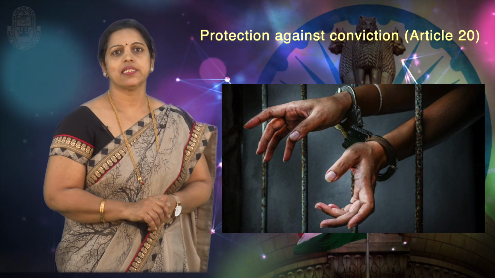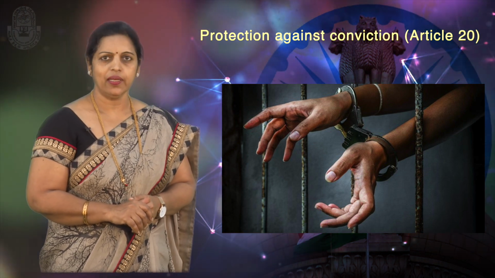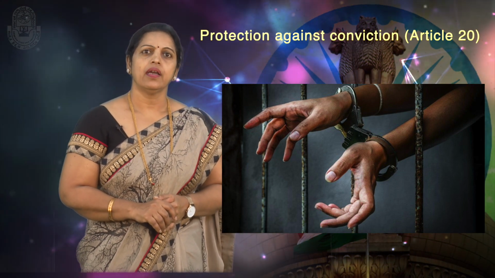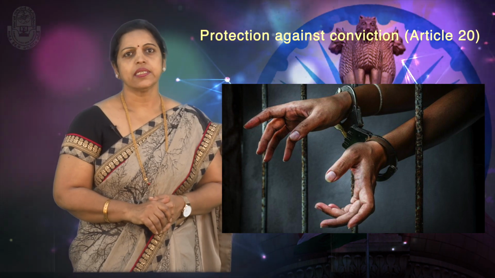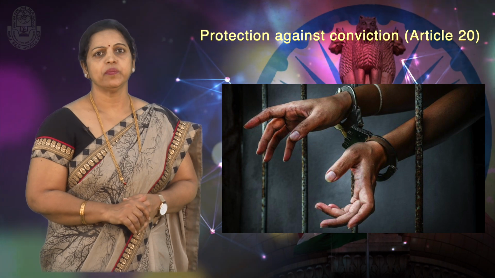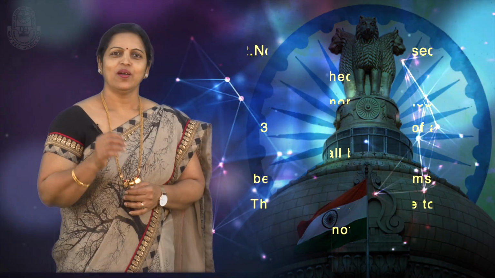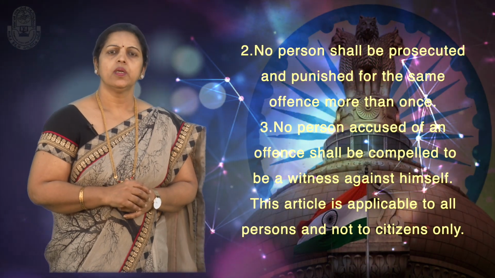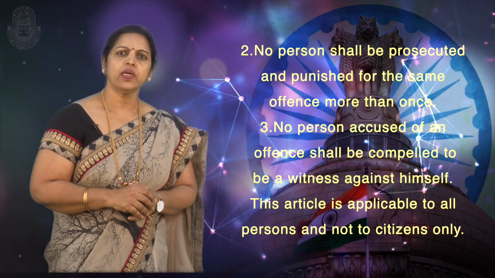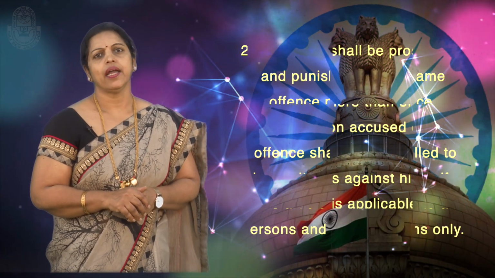The next right guaranteed under Article 20 is protection against conviction. Article 20, Clause 1 says that no person shall be convicted of any offence except for the violation of law in force at the time of commission of the act charged as an offence, nor subjected to a greater penalty than that which might have been inflicted under the law in force at the time of commission of the offence. No person shall be prosecuted and punished for the same offence more than once. No person accused of an offence shall be compelled to be a witness against himself. This article is applicable to all persons and not only citizens.